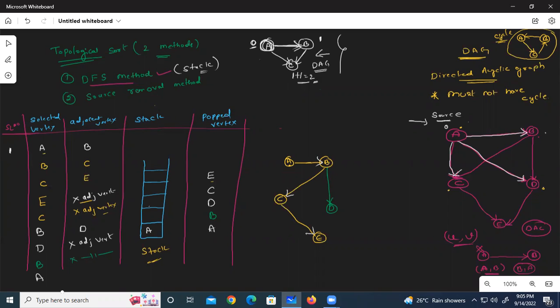So that's it. From bottom to top, you reverse it. Automatically you will get the topological sorting. If you reverse this one, you will get A, B, D, C, E. So this is what we call topological sort.